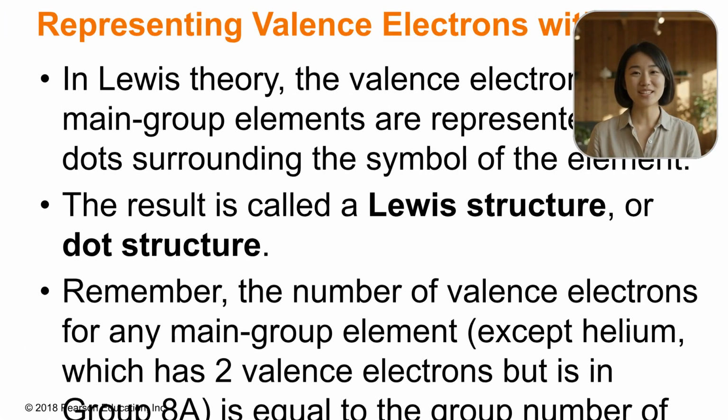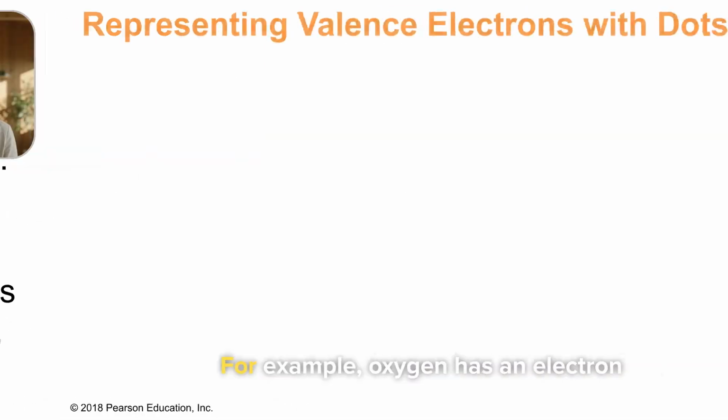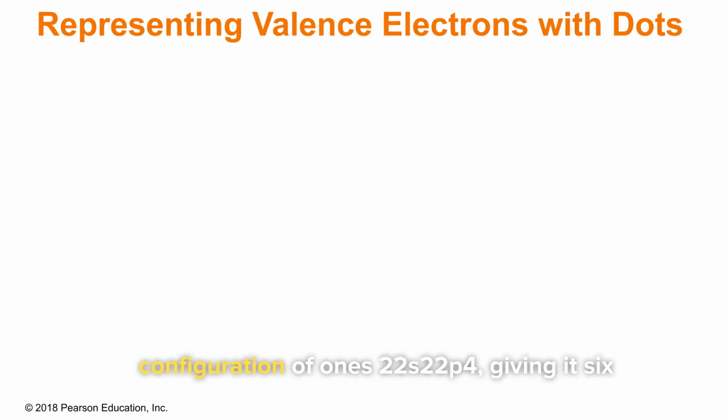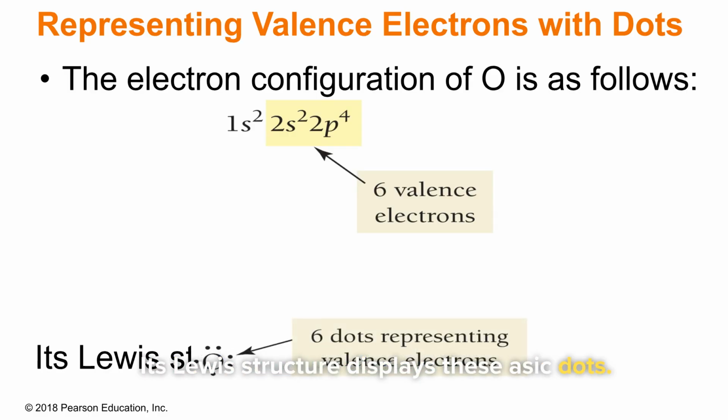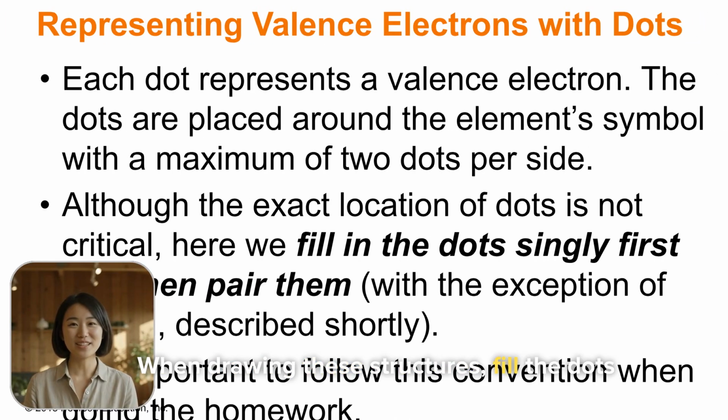To represent valence electrons, we place dots around an element symbol. For main group elements, the number of dots equals the group number. For example, oxygen has an electron configuration of 1s²2s²2p⁴, giving it 6 valence electrons. Its Lewis structure displays these 6 dots. When drawing these structures, fill in the dots one by one before pairing them. This convention is standard practice in chemistry.